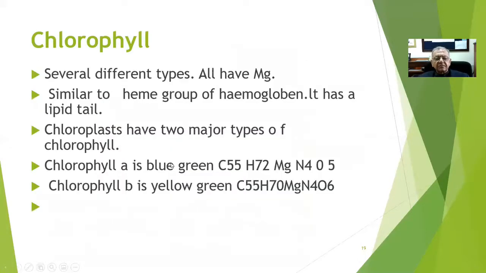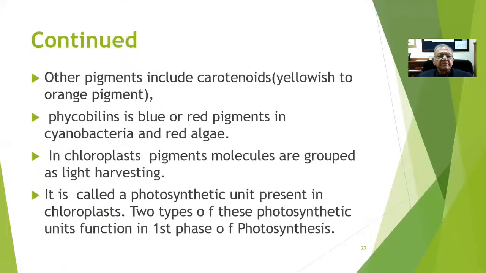Okay, chlorophyll. There are different types of chlorophyll, but all of them have a magnesium atom in the center, and this is similar to hemoglobin. It has 4 porphyrin rings with magnesium in the center, and there is this lipid tail. C55H72MgN4O5 is what is present in chlorophyll A, and this is what is present in chlorophyll B. There are other pigments also, like carotene and xanthophyll. They are also present in the chloroplast.